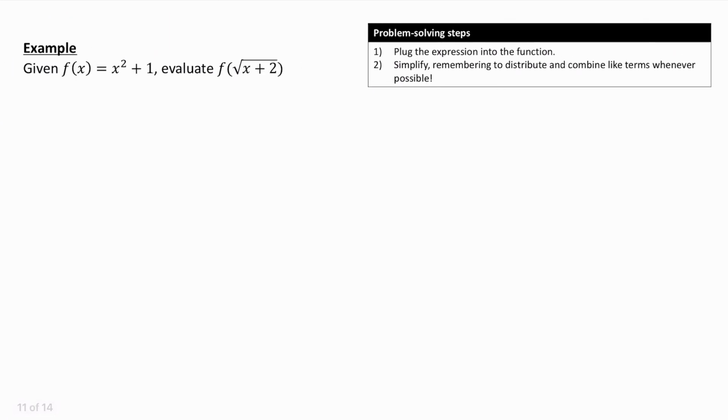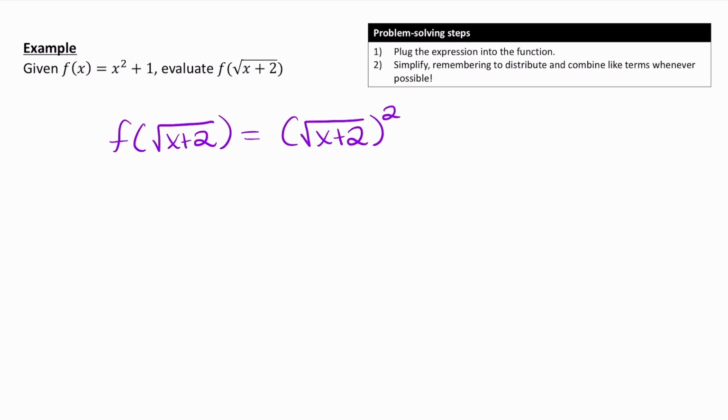So now let's try this problem. Given f of x equals x squared plus 1, let's evaluate f of the square root of x plus 2. So all of that is going to get plugged in for x. That means I have the square root of x plus 2, squared, plus 1, right? Because I have x squared, so whatever I'm plugging in for x has to get squared before it's added to 1.